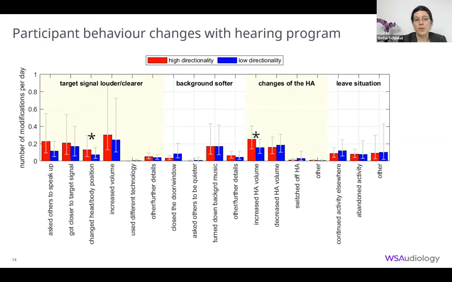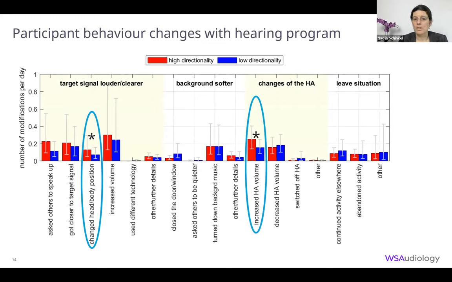We also looked at the two different hearing programs. And you can see that there was a significant difference for changing head and body positions. They did this significantly more frequently for the high directionality program, which makes total sense. If I'm amplifying the sound from the front, then it helps me a lot more if I change my head or body position than if I have an omnidirectional program. We also have a significant difference for increasing the hearing aid volume, which also makes sense because if I have very little noise reduction, increasing the volume won't help me much because it increases the noise with the target signal.